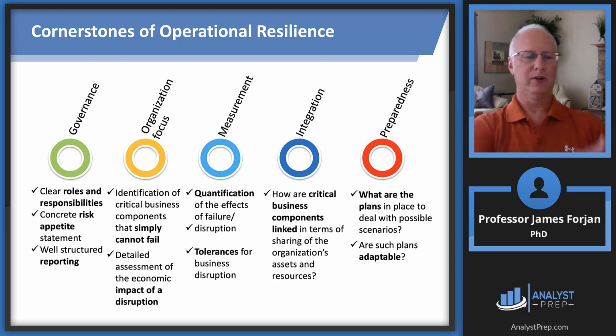Now, we have spoken of integration before, right? We've got these business lines or these business units. Remember, we called these silos. So how are they linked in terms of sharing of assets and sharing of resources? And then, of course, how are they integrated in terms of risk, whether it's value risk, operational risk, or cyber risk? And then finally, preparedness, right? How are we going to handle this? Of course, we need to make certain that we're aware of all the threats out there and what happens if we have this particular scenario. Are those plans adaptable to the dynamics of all of those threats and risks?